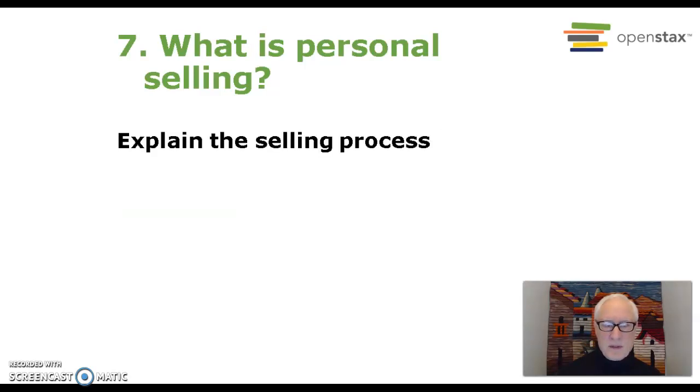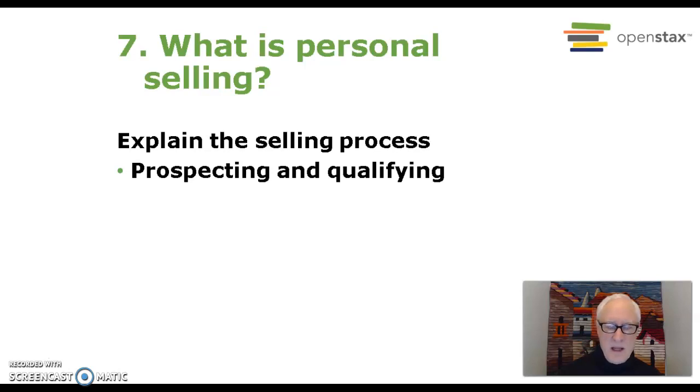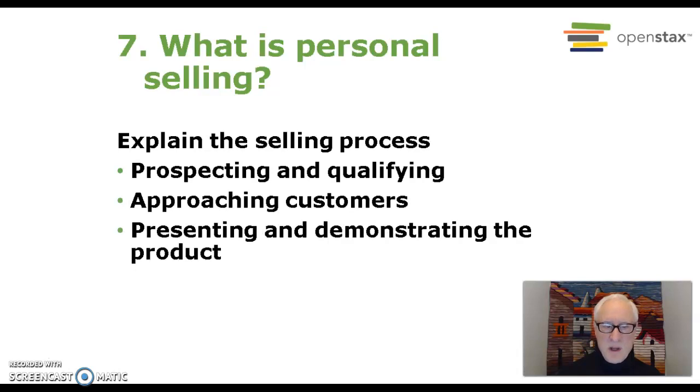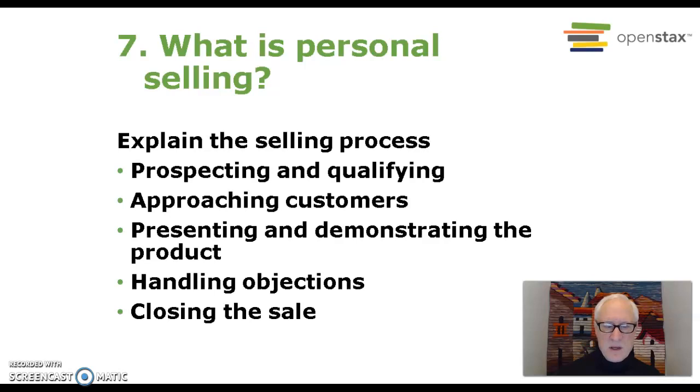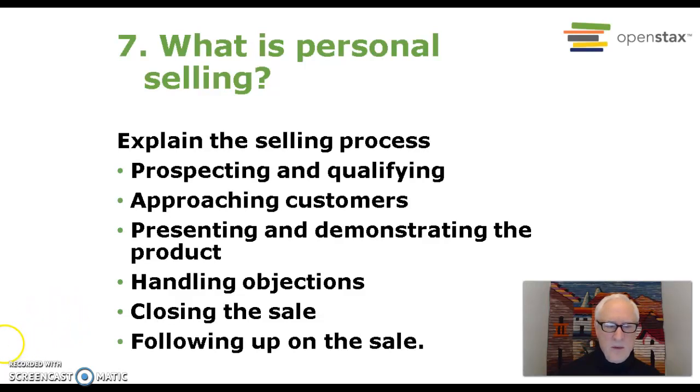So we're going to talk about the selling process. As I said, this is a review: prospecting and qualifying, approaching the customers, presenting and demonstrating the product, handling objections, hopefully closing the sale, and then following up on the sale. So I think that's the end of outcome 7.